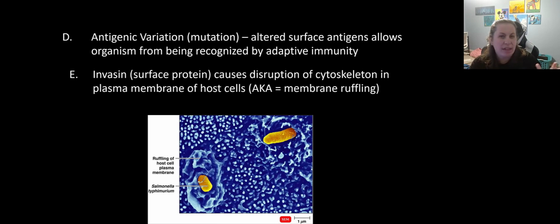All right, and this is where they can actually change their coat, and a great example of this is going to be the trypanosomes that are the cause of African sleeping sickness. The next one is invasion. This one is going to be a surface protein. It causes a disruption in the cytoskeleton of your plasma membrane of the host cells, which causes the membrane to ruffle. And you can see it here where it ruffles the membrane so that it can gain access. So these are just some of the examples.